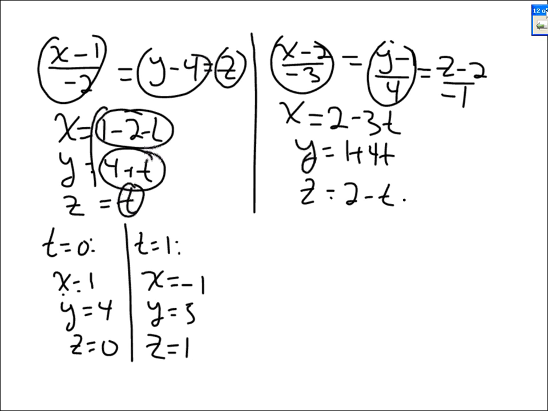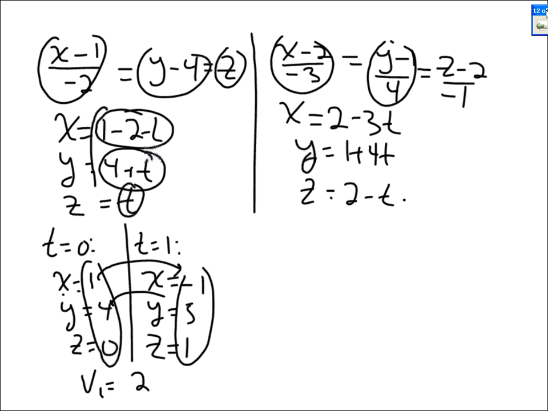So from there, I can get a vector. I have 1 point and another point. Do head minus tail. 1 minus negative 1 is 2. 4 minus 5 is negative 1. 0 minus 1 is negative 1. You wanted to subtract the other way? Fine, but it's not going to matter.